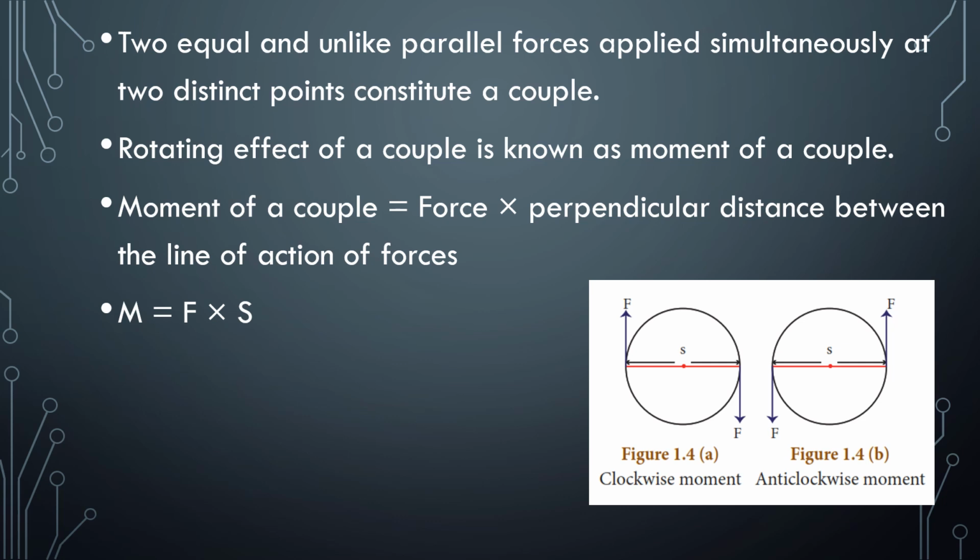Moment of a couple is measured by the product of any one of the forces and the perpendicular distance between the lines of action of the two forces. The turning effect of the couple is measured by the magnitude of its moment. Moment of a couple is equal to force into perpendicular distance between the lines of action of the forces, M is equal to F into S. The unit of moment of a couple is Newton meter in the SI system and dyne centimeter in the CGS system.